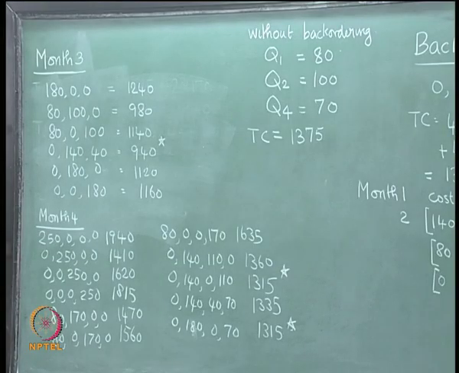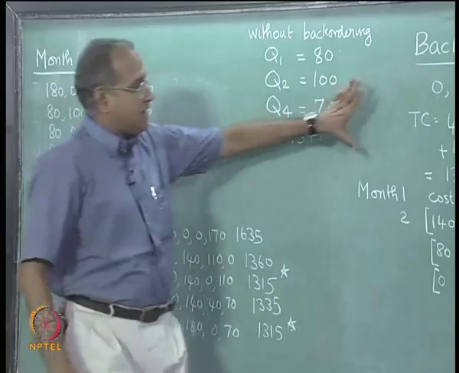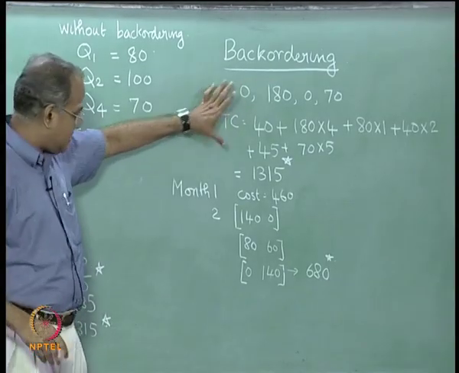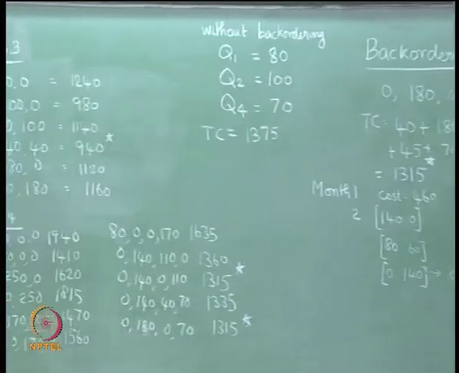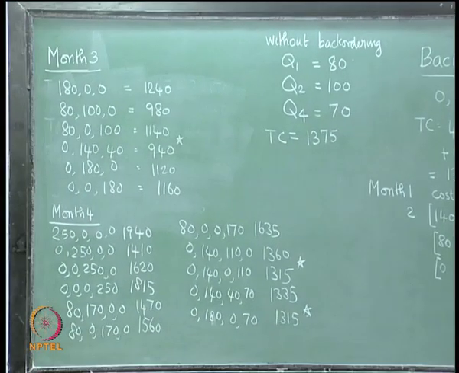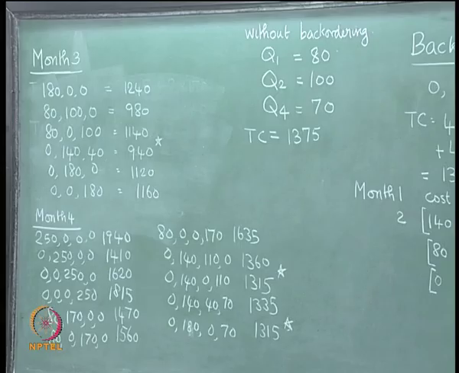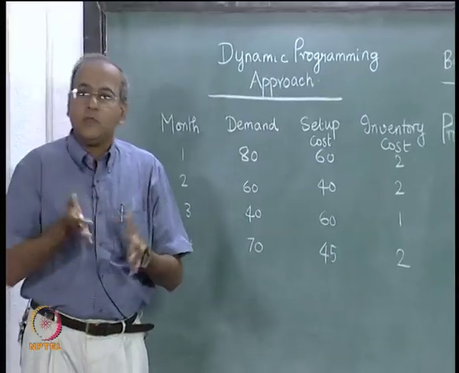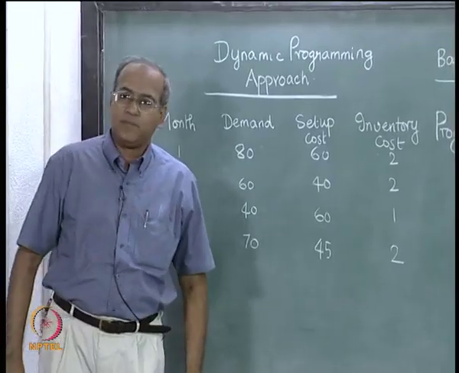So, the 1315 that we calculated here and showed as a feasible solution is actually optimal to the case with back order. So, this is how we work out and solve the production planning problem using dynamic programming.